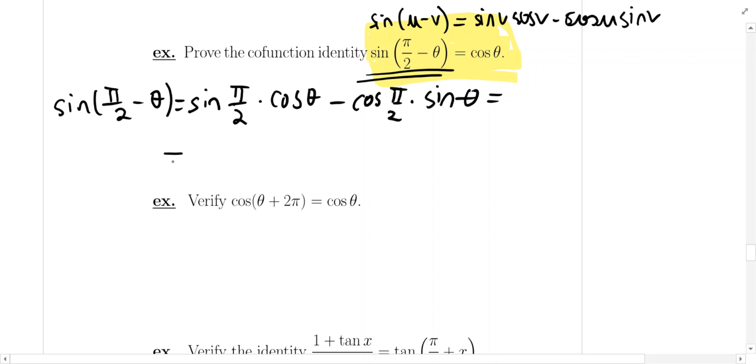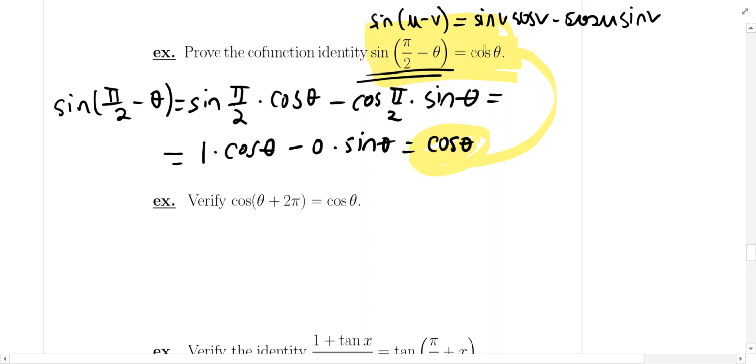And this equals what? I know that sine of pi over 2 is 1, so it's going to be cosine of theta. Cosine of pi over 2 is 0 times sine of theta. So the answer is just cosine of theta. And that's exactly what I needed to show, that it's equal to cosine of theta. So this is another way to explain the cofunction identities.